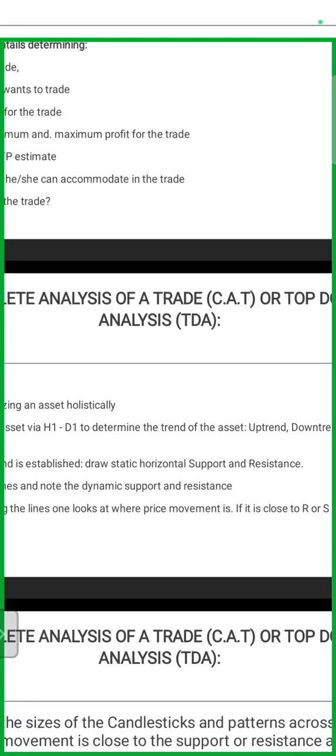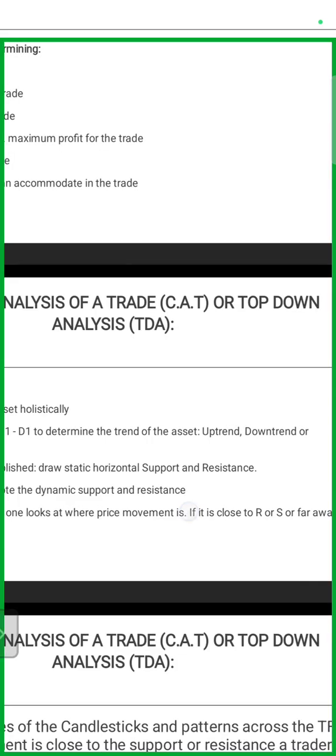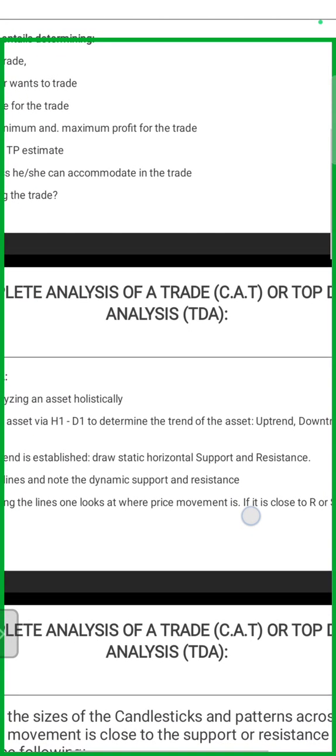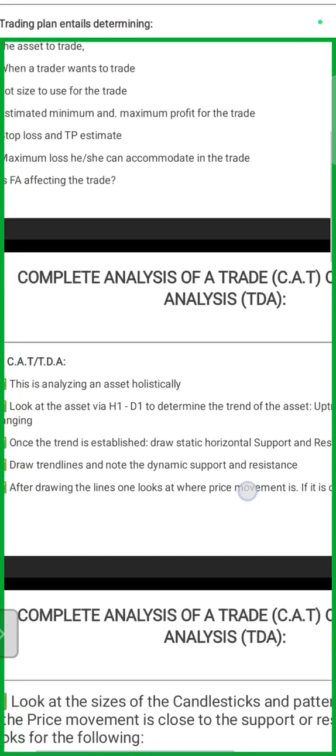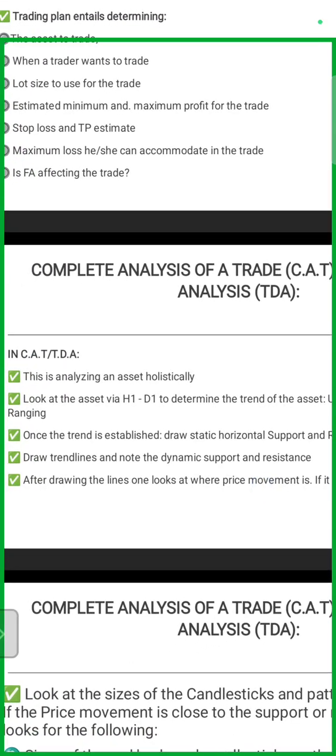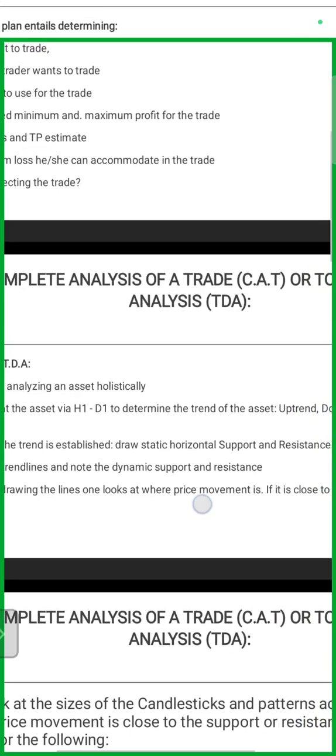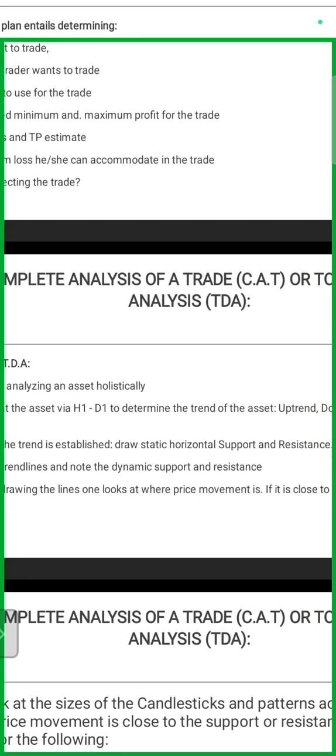Depending on what you are trading, to determine the trend of the asset, uptrend, downtrend, you can check from D1. So look at what is happening on the daily time frame. Is the market in an uptrend? Look at H4. Is the market in an uptrend or downtrend? Look at H1. So you are able to determine the trend of the assets.